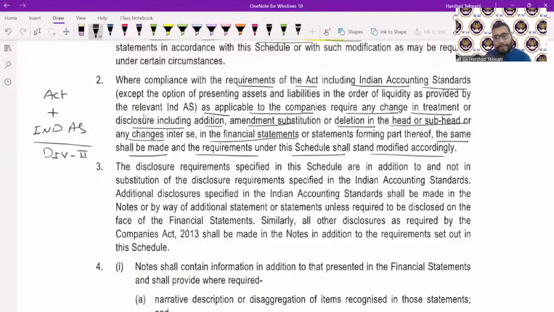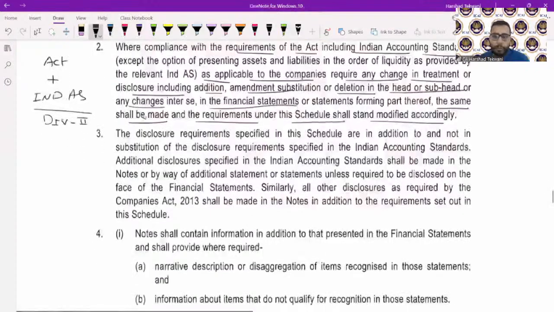It means that if Ind AS or the Act says that you need to disclose this change, then you need to disclose that particular item or requirement in the way it is provided in the Ind AS or Act, and division 2 will stand amended accordingly. You need to understand there is a change, or that this disclosure is also required by division 2. So first preference is Act or Ind AS, then you go to division 2.